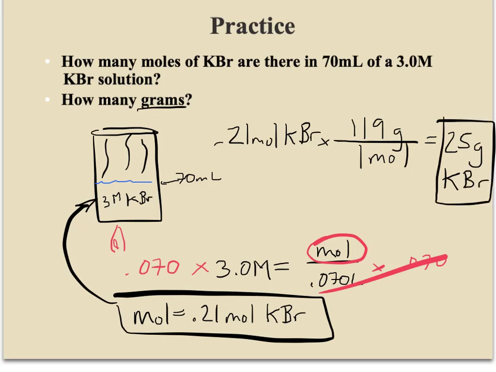We could take this backwards then. If we wanted to make a 3 molar solution, 70 milliliters of a 3 molar solution of potassium bromide, we would dissolve 25 grams of potassium bromide in 0.070 liters, which is 70 milliliters, and that would give us the solution. If we make that solution, boil it down, we would end up with, hopefully, 25 grams of potassium bromide. So there you go.